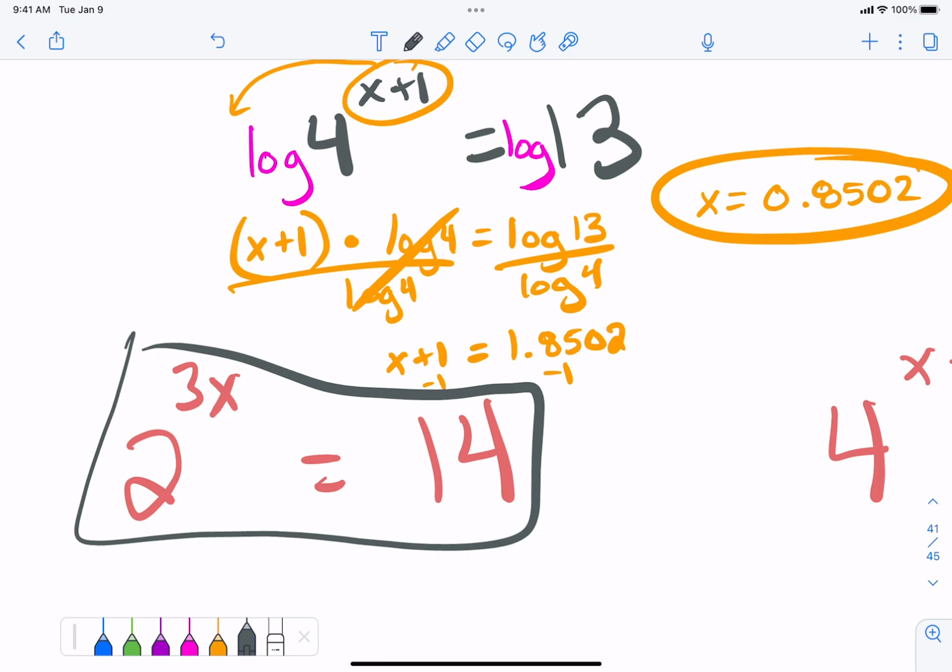Do that one: 2 to the 3x equals 14. What if I'm gonna put 2 to the 4? No, 2 to the 4th is 16, not 14. 2 to the 3rd power is 8. You can't get 14. So what do we do when we can't get to a really missing number? Solve it.